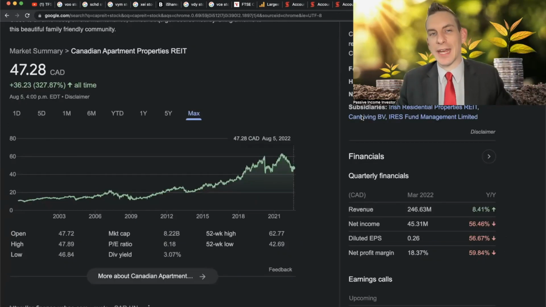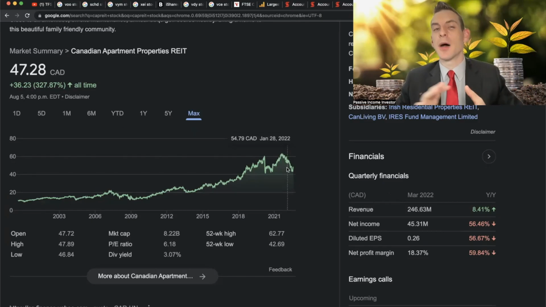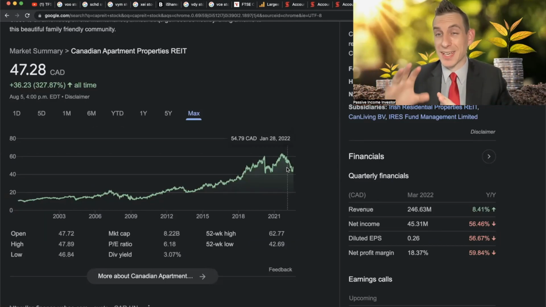I'm also looking at Canadian Apartment Properties REIT because this is the largest Canadian REIT, has had great performance. I've held it in the past. It's a little sketched out by the current performance here. So I just want to see how the underlying fundamentals pull up in the next coming earnings, which I think are August 11th. Most of these are posting this week.